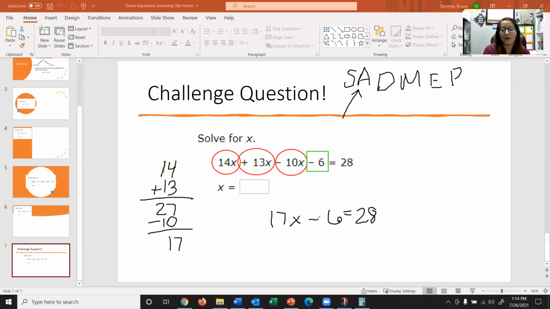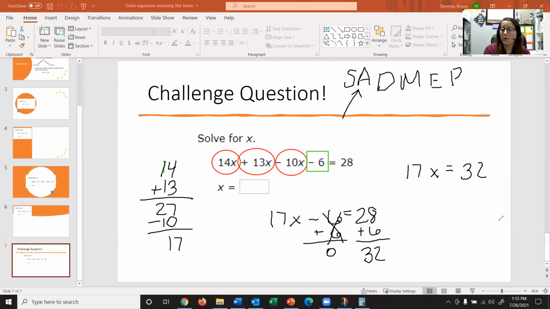We have negative 6 here. And so the inverse of subtraction is going to be to add that number. We want to cancel this out. So we're going to add 6 to both sides. And then this number will cancel. It'll actually result in just a 0. And then we've got 28 plus 6, which is 32. Now we have 17x equals 32.